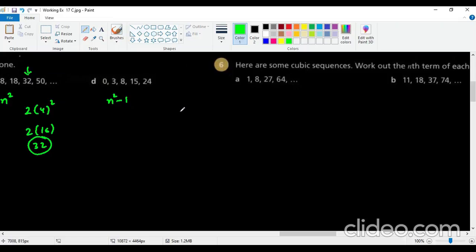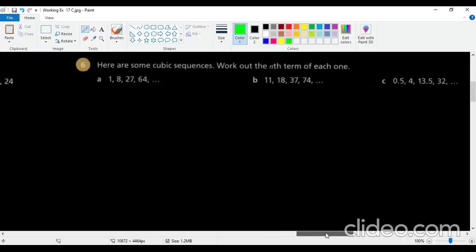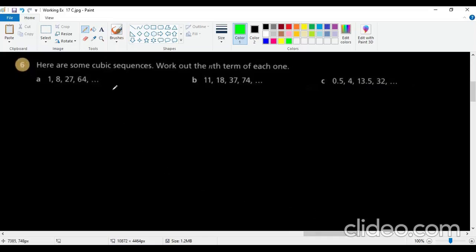Moving on to question number 6. Here are some cubic sequences. Cubic sequences are n cube, because for example, if it is 2, the second term is going to be 2 times 2 times 2, and if it is 3, 3 times 3 times 3, and 4, and so on. And moving on to the b part, which is n cube, n cube plus 10 is going to be the term rule for this one.